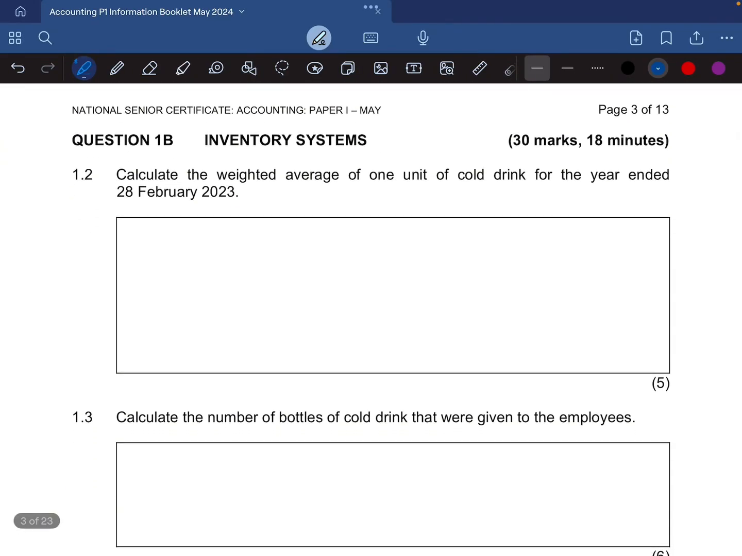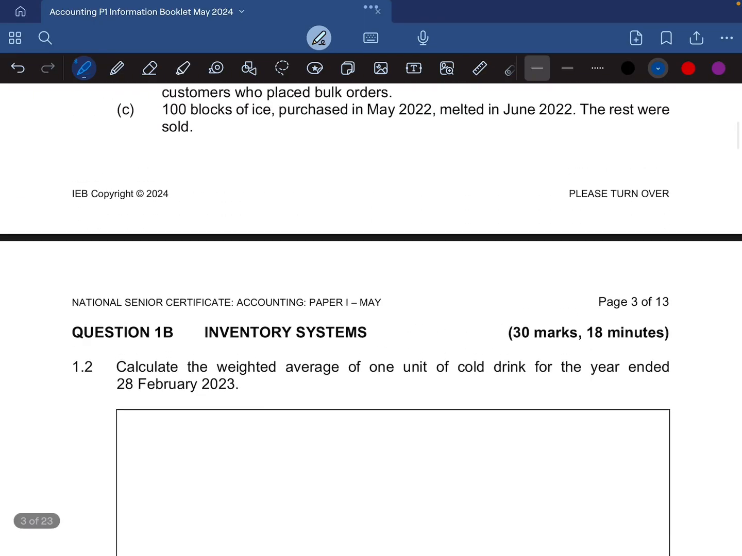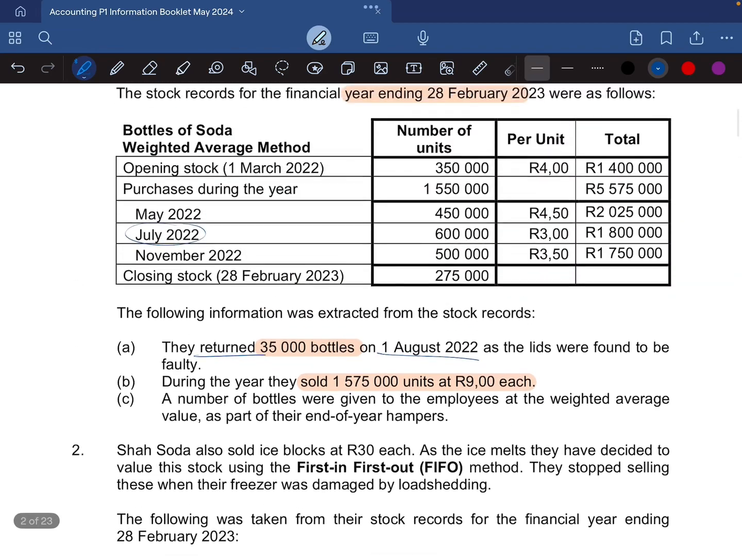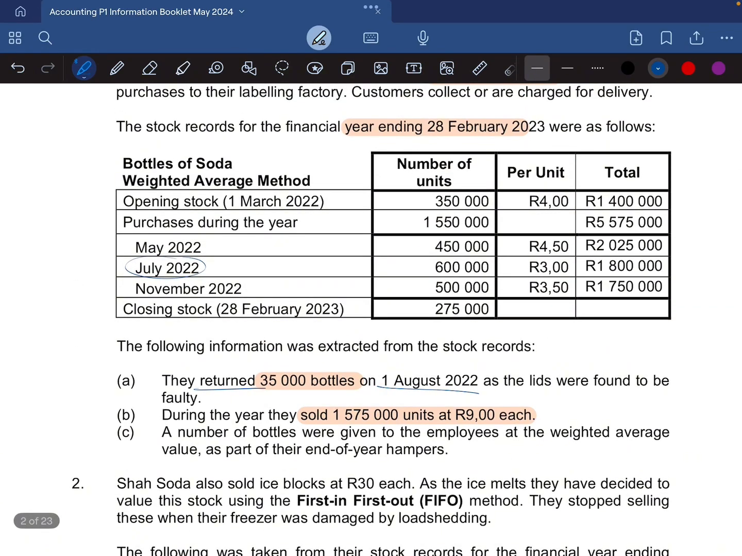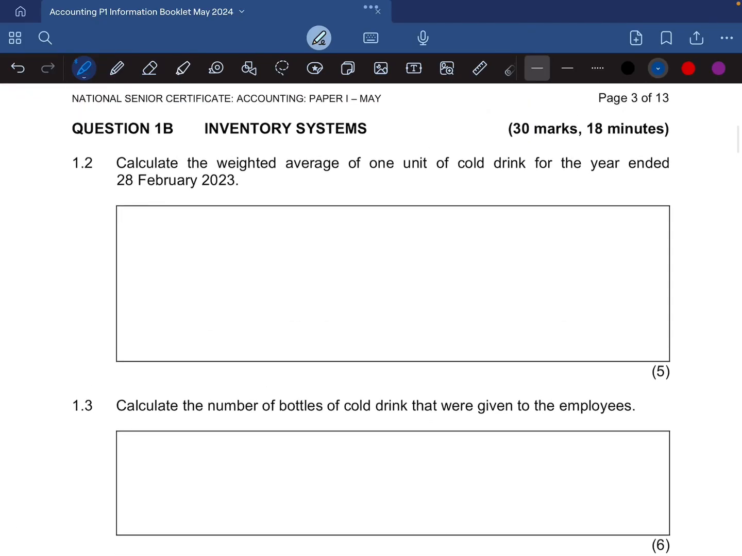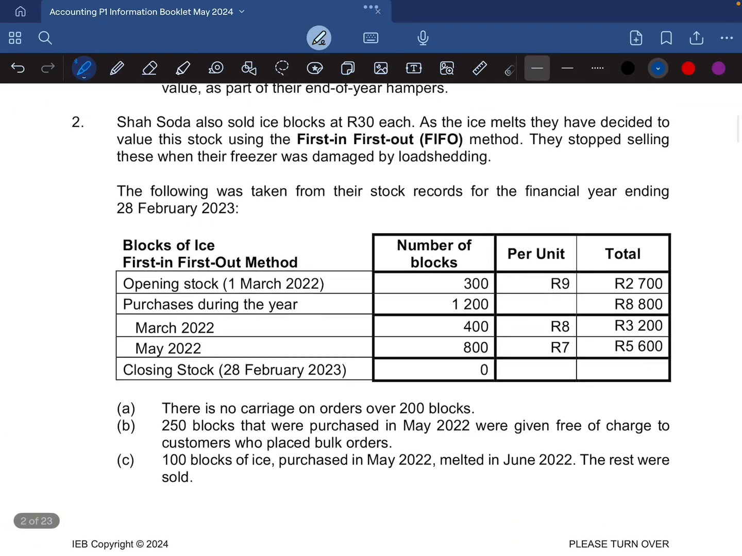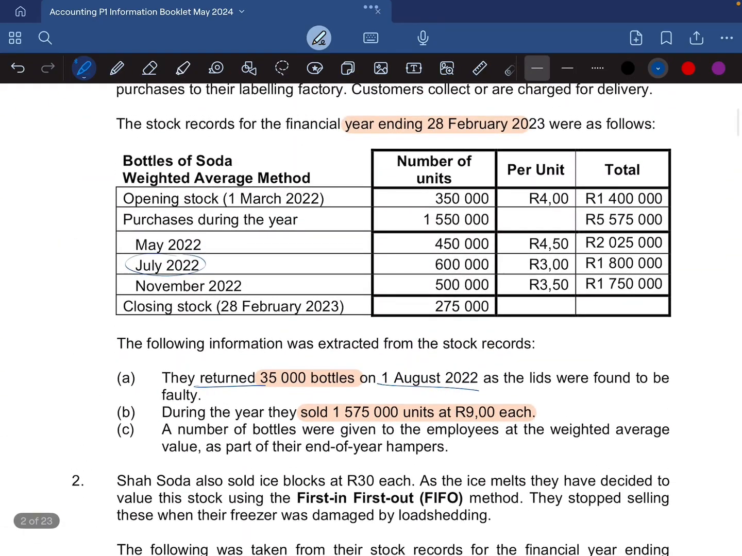1.2, inventory system. Calculate the weighted average cost of one unit of cold drink for the year ended 28 Feb 2023. So here we need to calculate the weighted average cost of each unit. Now remember the formula for calculating the cost per unit: we would need to have the available units to sell at the bottom, and then on top we would have the cost. Now we need the cost for each and every group of units, right?